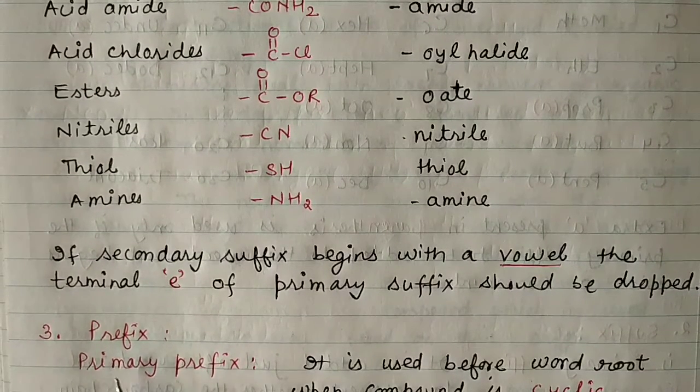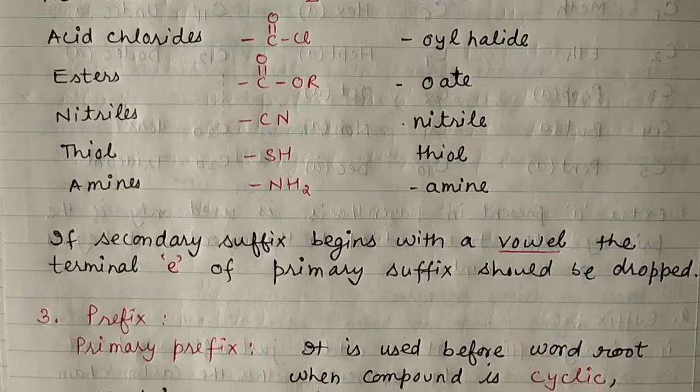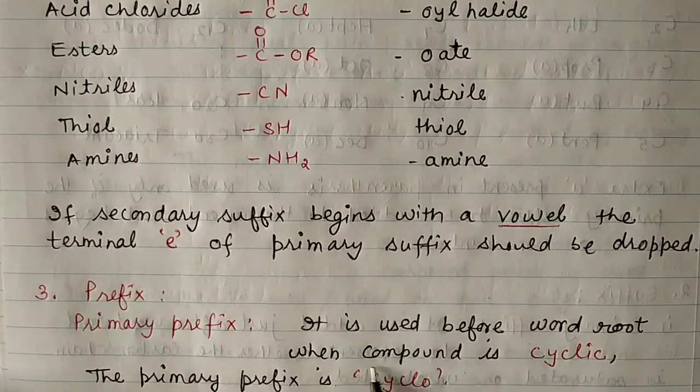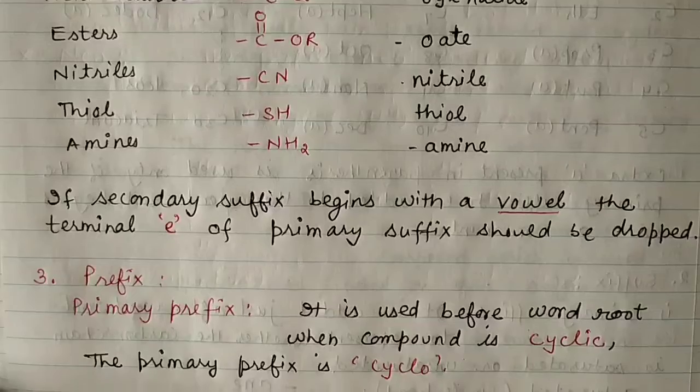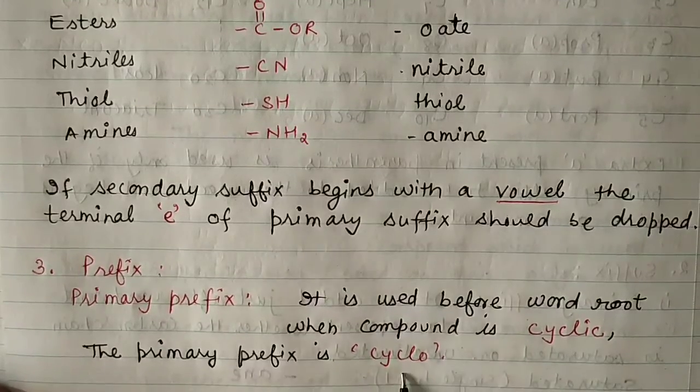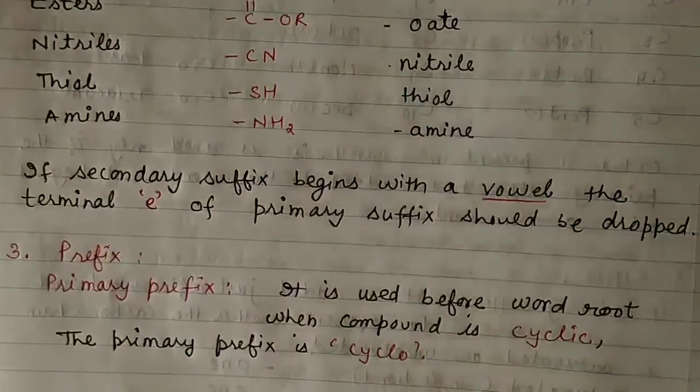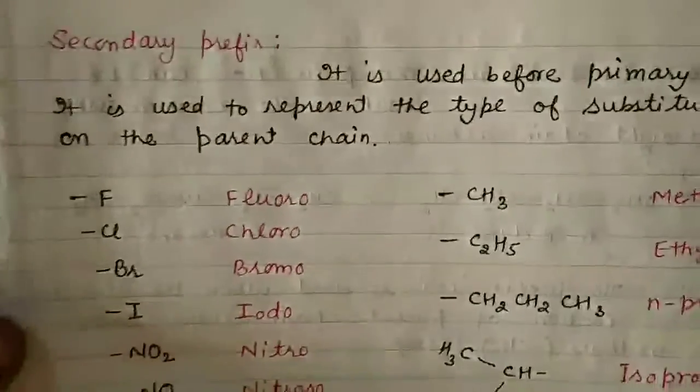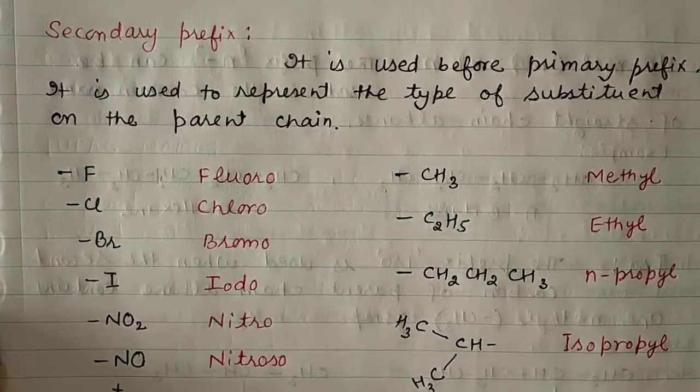Next one is the prefix. The primary prefix is used before the word root when the compound is cyclic. The primary prefix is cyclo. So these are the rules we have to keep in mind while writing the IUPAC nomenclature for the given compound.